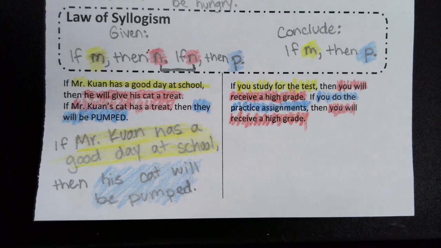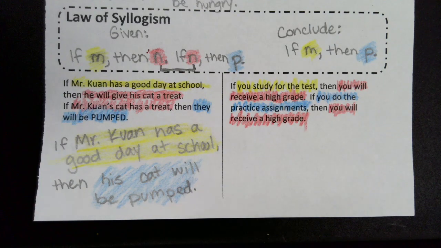All right, so does this follow our law of syllogism? Does it pick up right on the next page, right where we left off? No, it's almost like it went to a whole new chapter and it's starting over. It's saying, okay, in this first chapter, Gabe studied for his test. He got a great grade. And we go to chapter 2. In chapter 2 this time, Gabe did his practice assignments and he got a good grade.